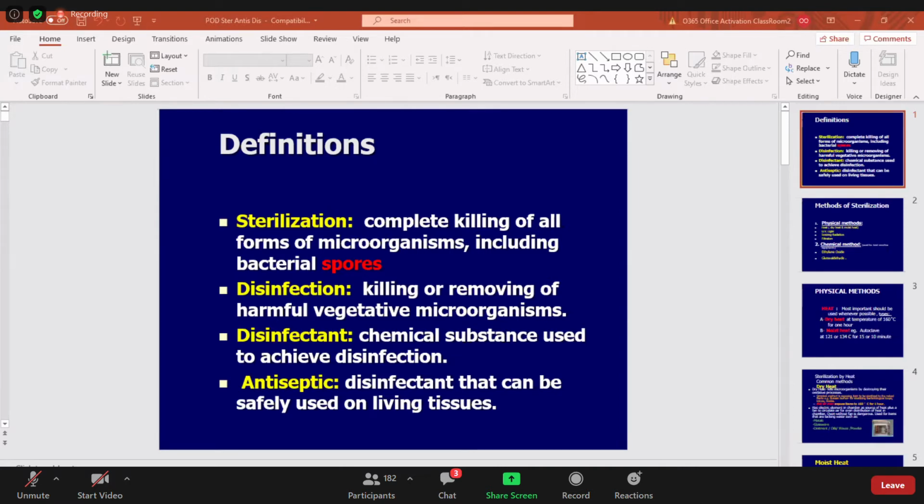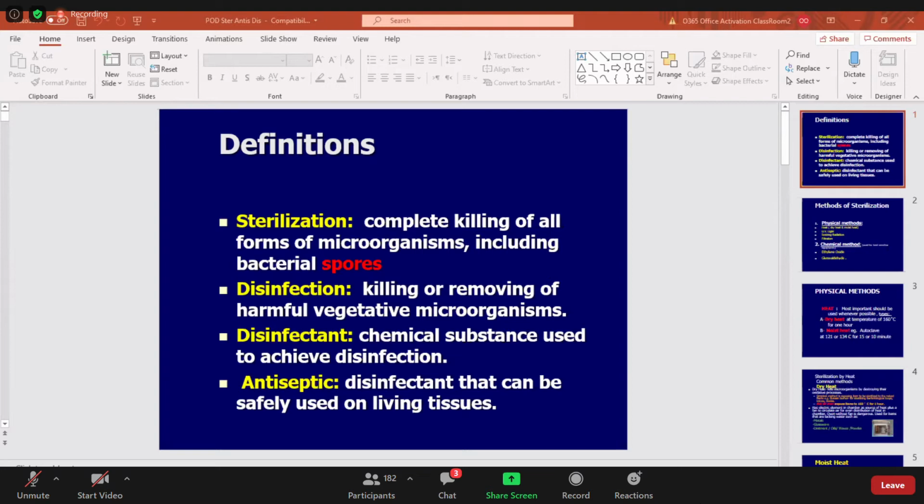Think about it. I heat the material at below 100, say at 70 or 80, for about half an hour. And then next day I heat it again. And then next day I heat it again. This is what we call tyndallization. So what is the concept behind that? Yeah. When I heat on the first day, I will kill the vegetative, leaving what?